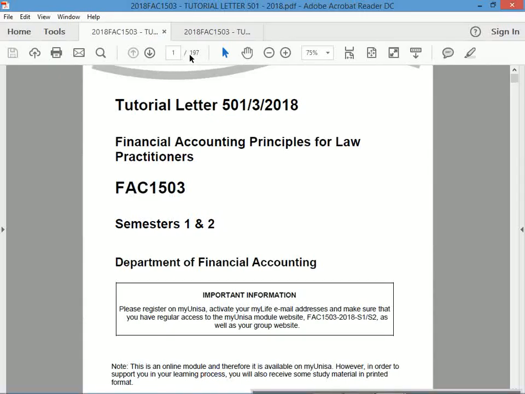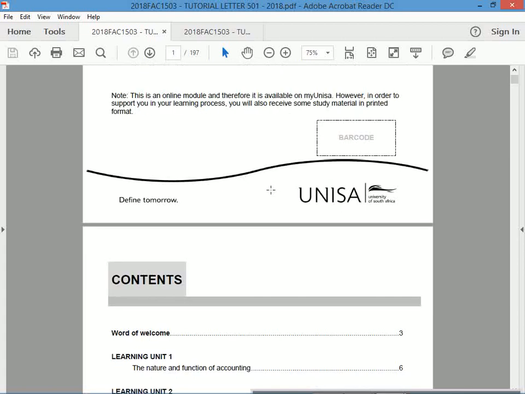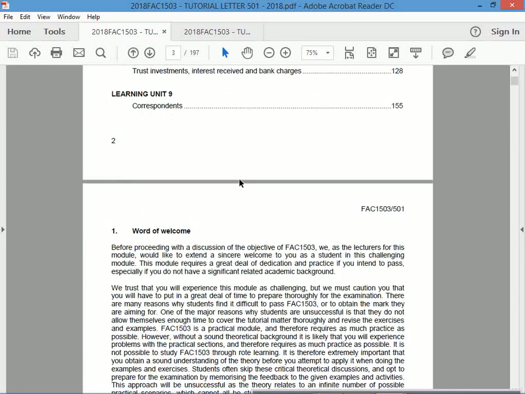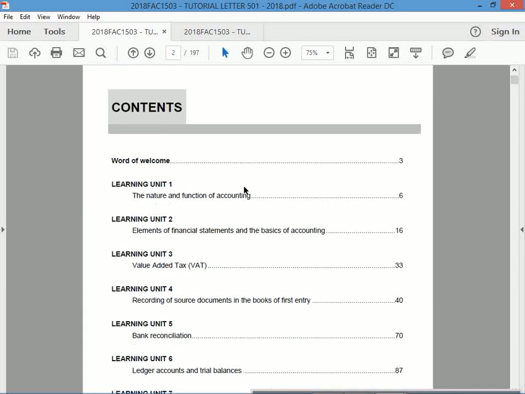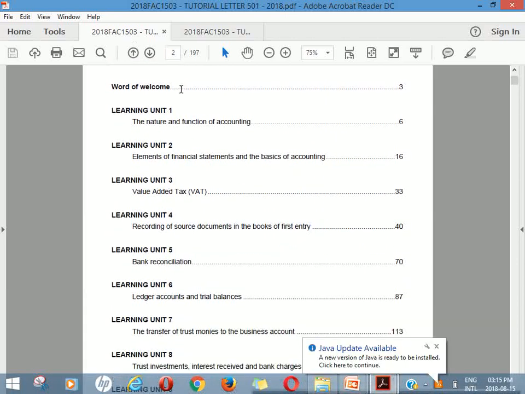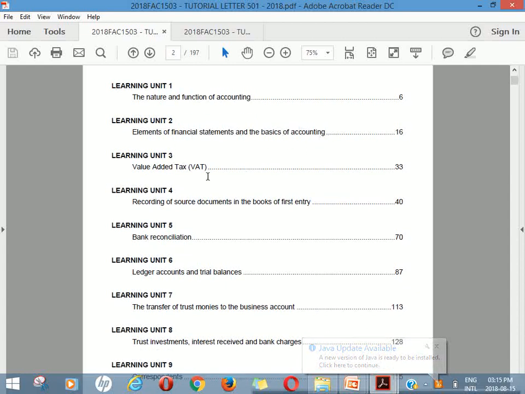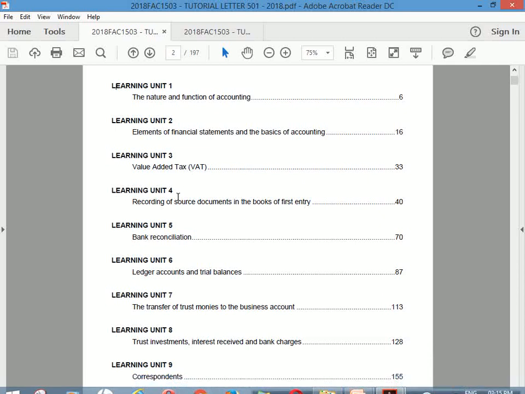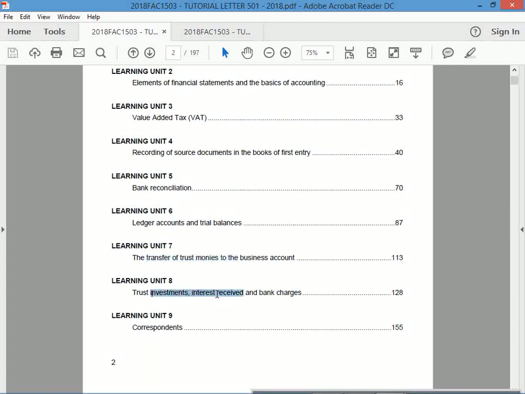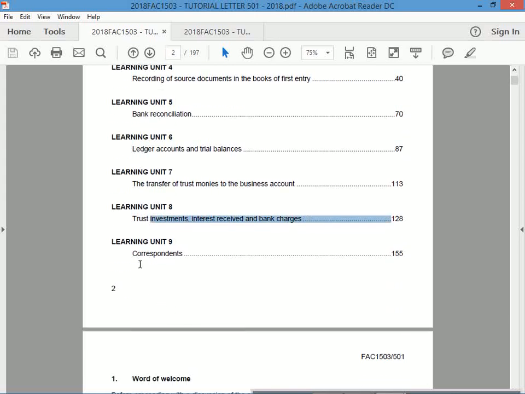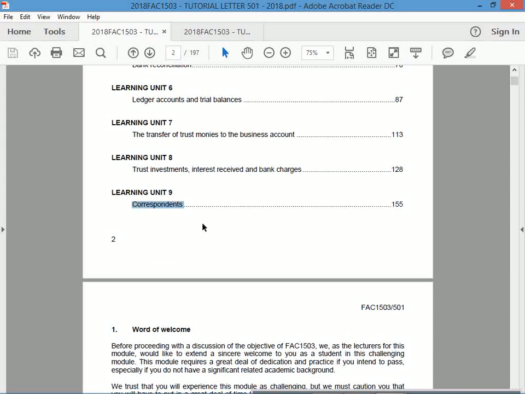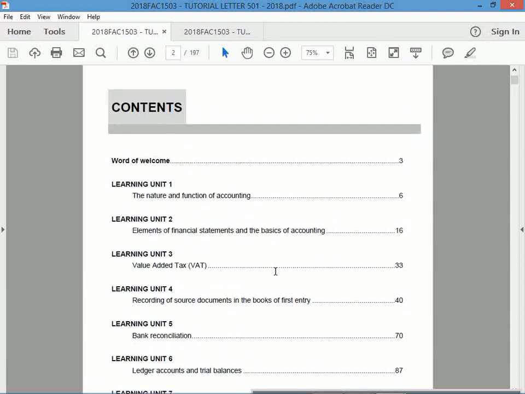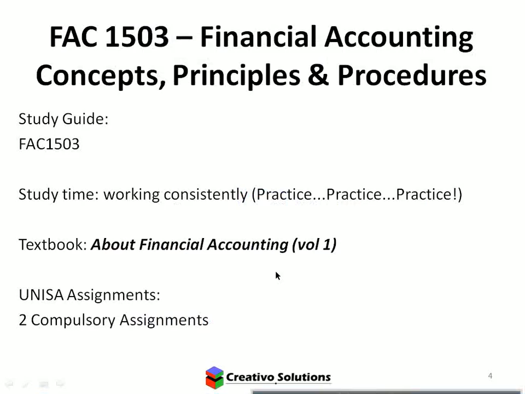That's the study guide. We've obviously got quite a few topics to get through. If we look at your 1503 module, you've got nature of accounting, elements of financial statements and basic accounting. Then you've got a bit about bank charges, interest received, and then you've got some theory at the end of the chapter. So 9 study units in total. That's the content in the actual study guide that UNISA has given you.